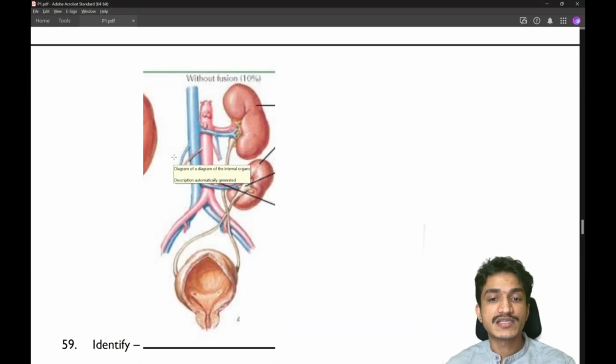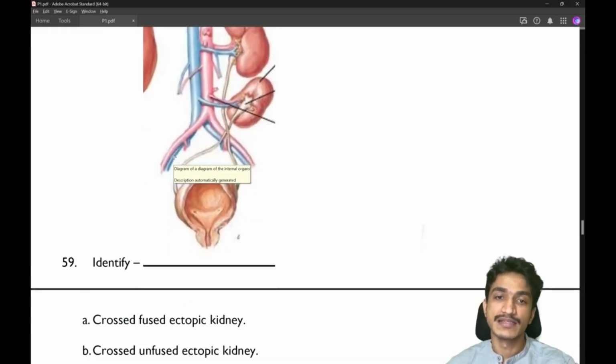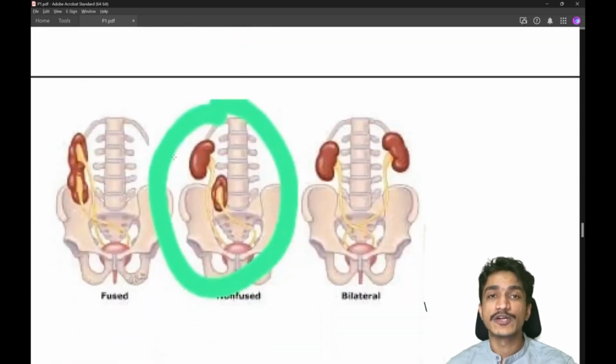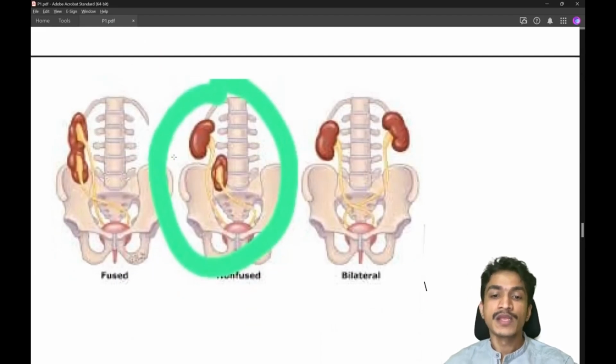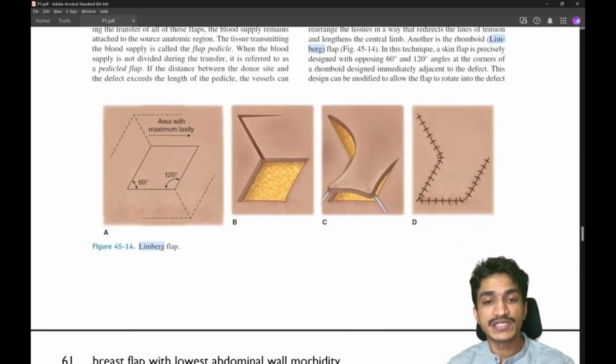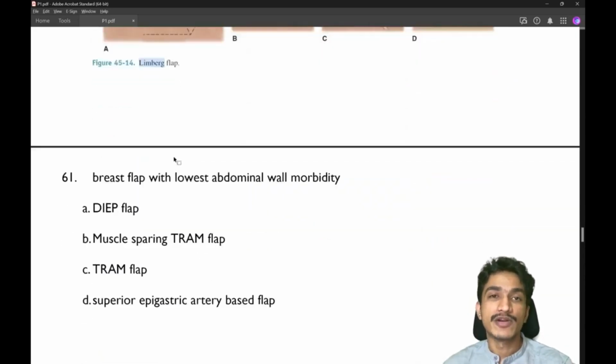This image was asked, that is regarding the crossed ectopia, and it is unfused. The both kidneys are separate. I think this is the image which was asked. So the answer will be a crossed unfused ectopic kidney and not fused. Now coming to the next, that is Limberg. Very easy, very straightforward. It is a rhomboid type of flap which is very commonly used in pilonidal sinus management.